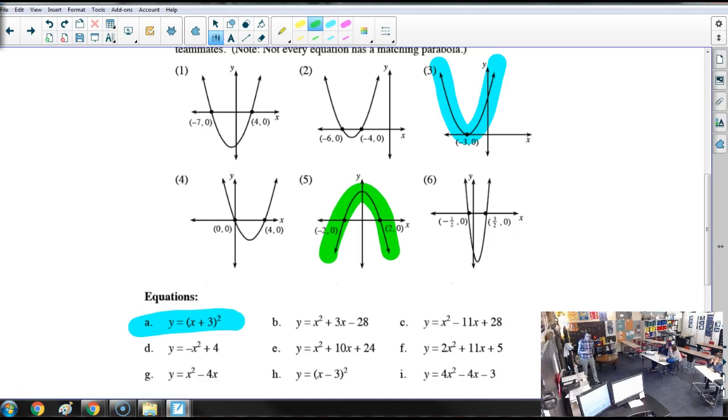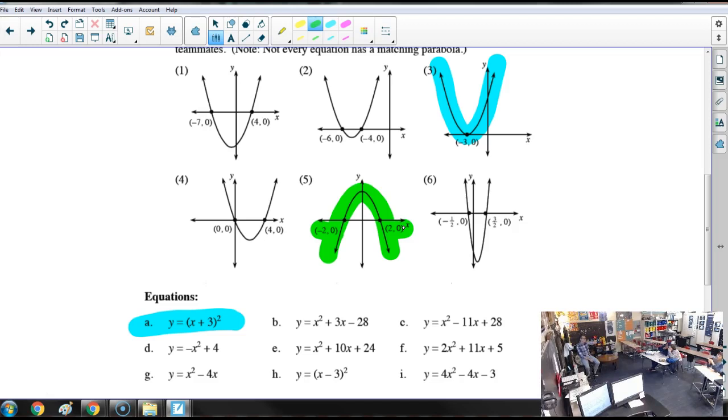It's a negative x squared and a positive y-intercept. Now the fact that this is negative 2, positive 2, what does that difference tell you? It's a difference of squares, which means what is special about the equation?